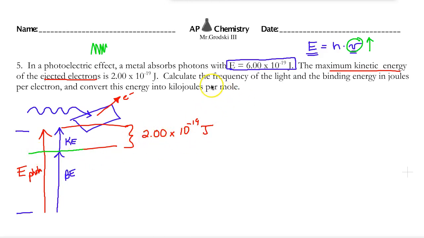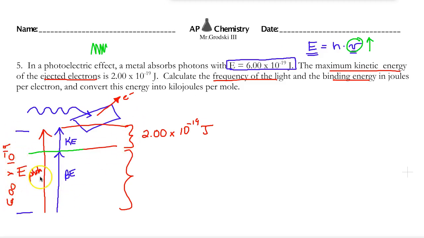And so what do they want? Well, they want us to calculate the frequency of light from this photon and the binding energy. So I'm going to go for the binding energy, which would be the difference between the energy of the photon, which they already told me, was 6.0, tough to write on the side, but I'll do the best I can, 10 to the negative 19.